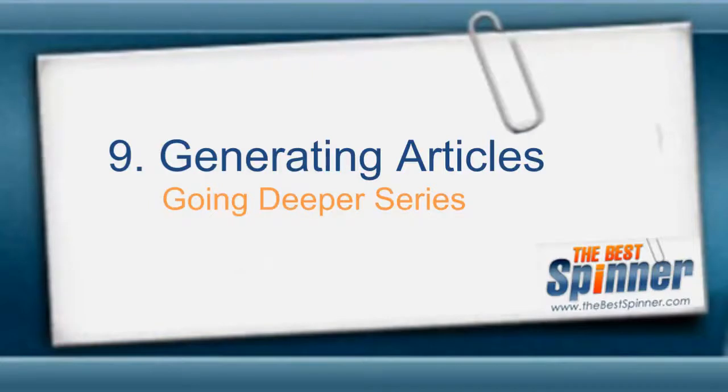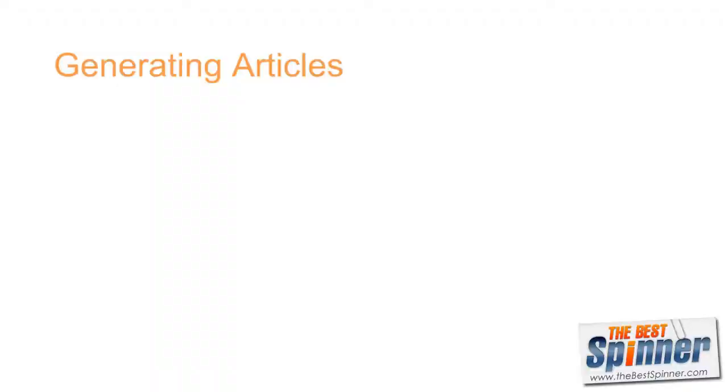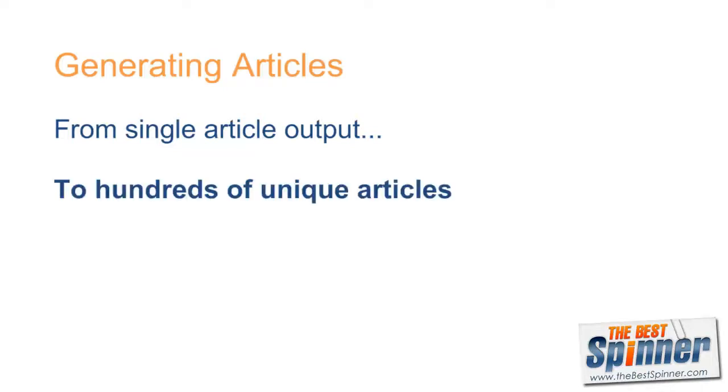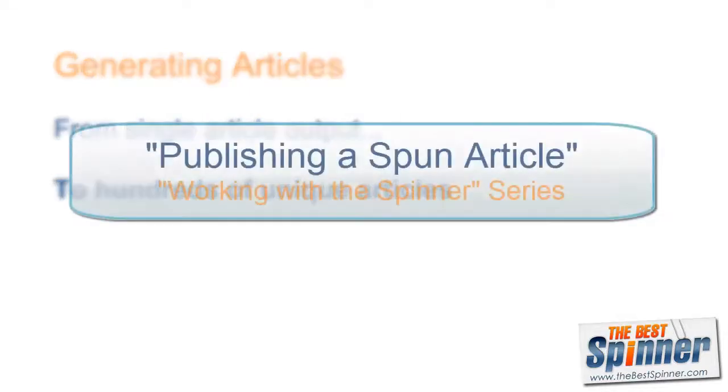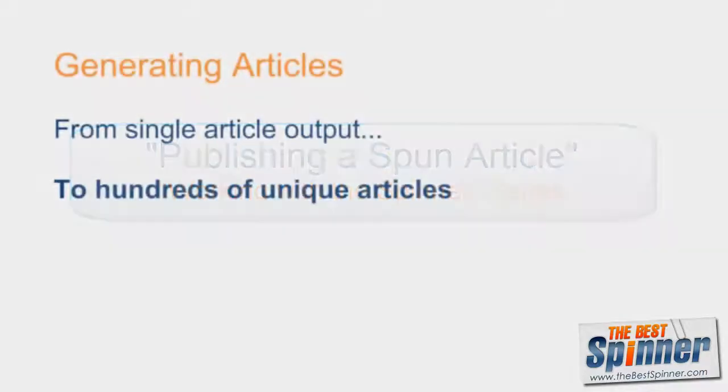Now that we have finished spinning our articles, it's time for article generation. The best spinner allows us to output a single spun version of an article, which is great for publishing a single blog post. Or we can output hundreds of different versions for use in article directories, for example. I've already covered how to output a single spun version in the Publishing a Spun Article video.